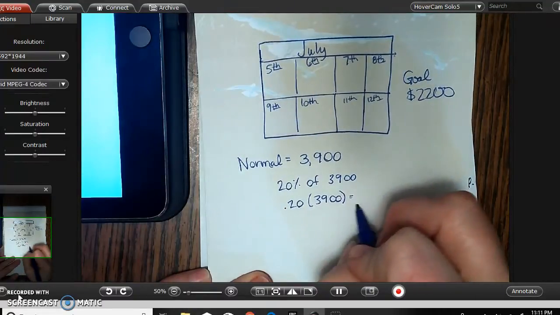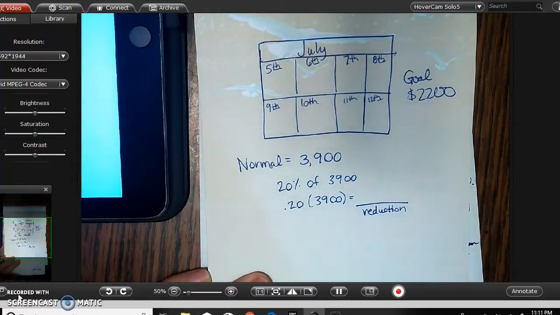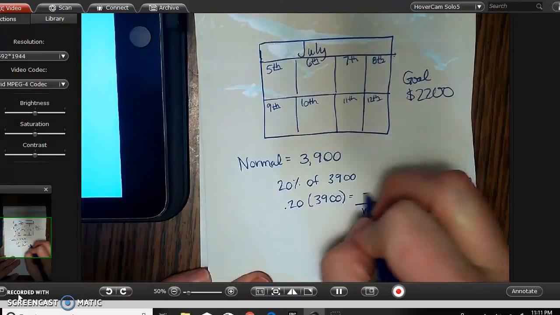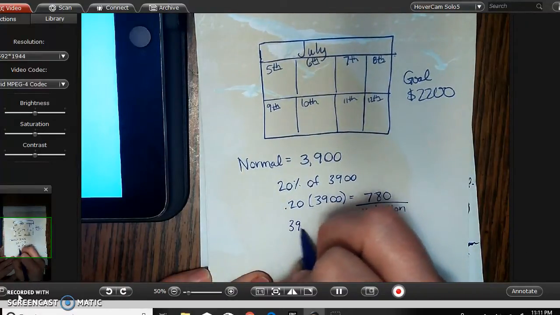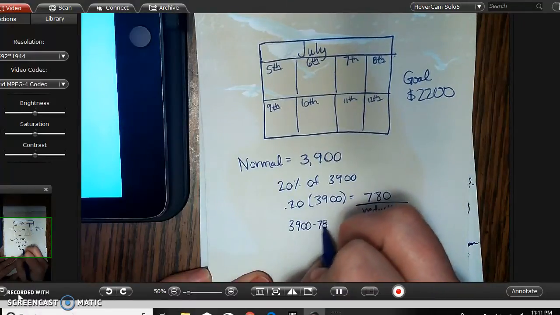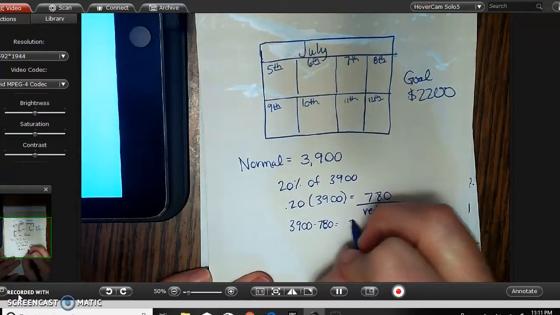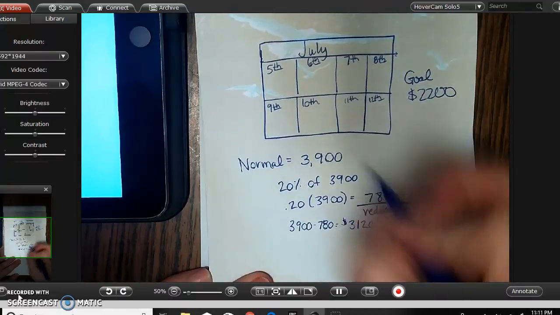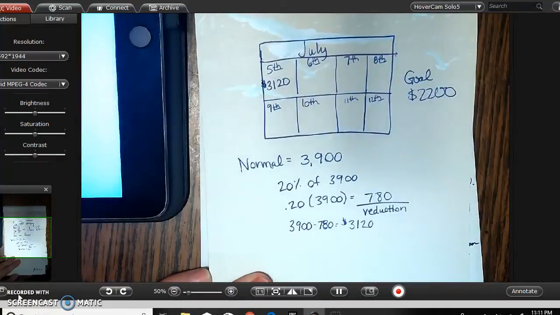And this is going to be my reduction of $780 this time. That means I'm going to have to do that last extra step of subtracting that to find that my sale price is now $3,120. So on July 5th, if Mrs. Stagg goes in, she cannot afford a piano yet.